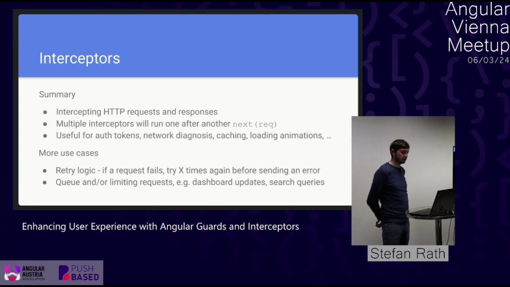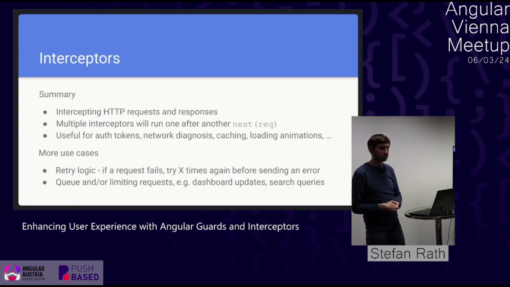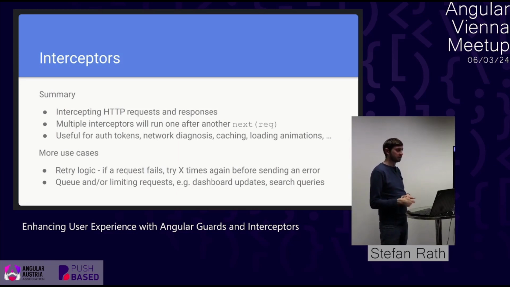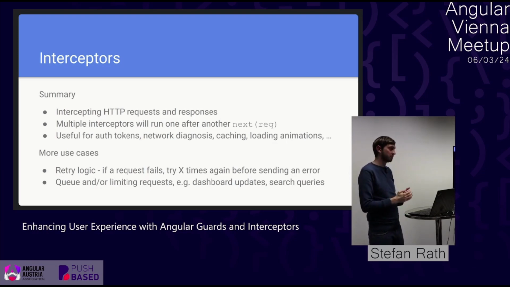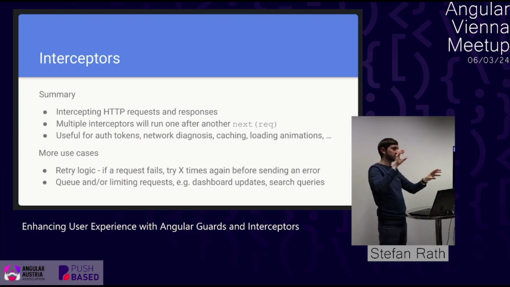You can have a retry logic. If a request is failing, try it 3 times, 4 times before sending an error to the user. Maybe it's just a very short outage. You can queue and limit requests. For example, if you have a dashboard with, I don't know, 20 different charts, and they should reload periodically, you create a queue, one after another, to take a little bit of the weight off the backend.